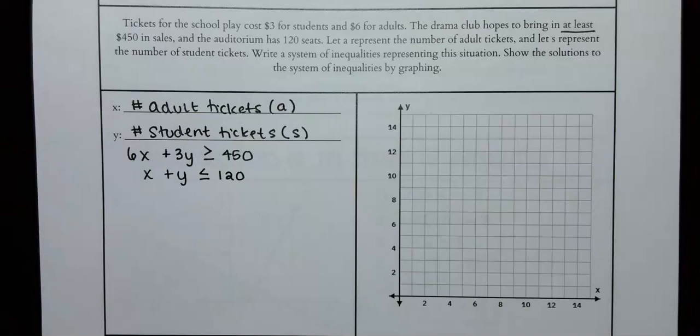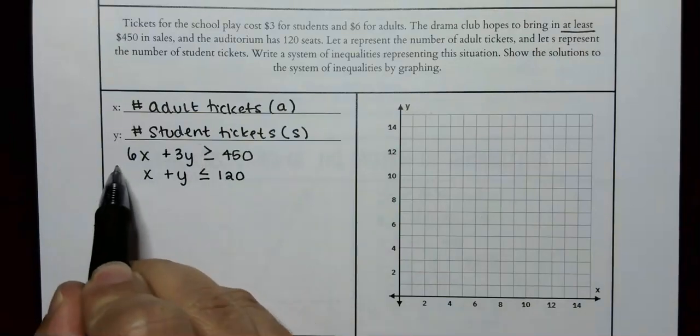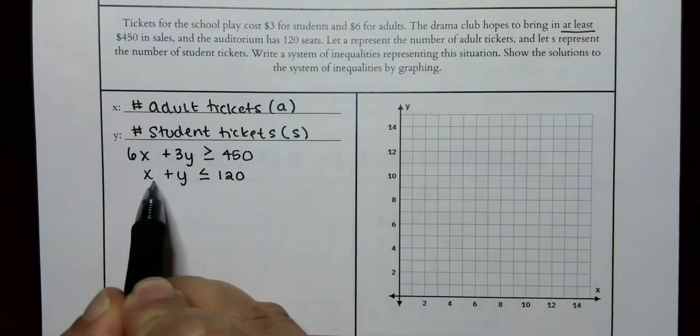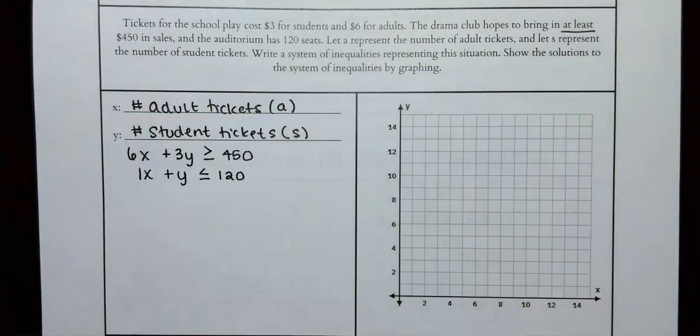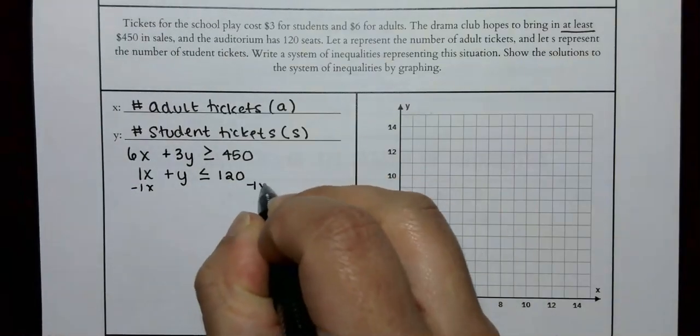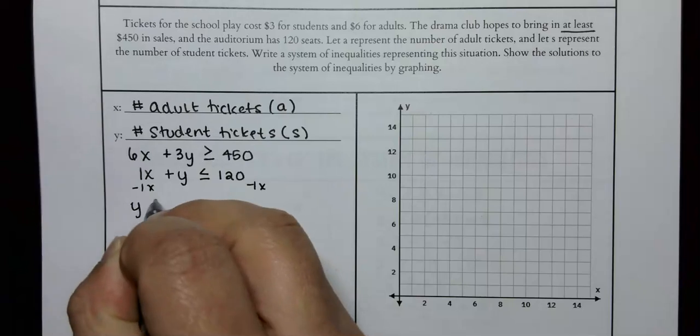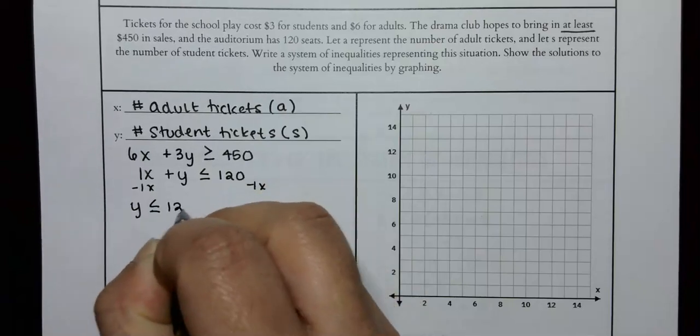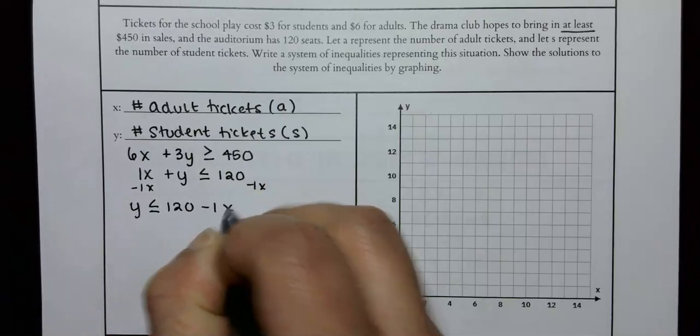And so from here, we're going to solve both of these equations. Now, I do realize I stacked them, so we might have to rewrite one of them and then work it out. Let's start with the easy one. Let's just solve for y here, because all we have to do is get rid of the x. So let's subtract 1x on both sides. And so we have y is less than or equal to 120 minus 1x.